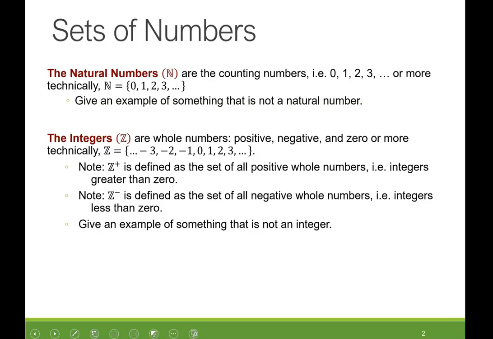As an aside, not something you have to worry about, but I'll make mention of this. Depending on the context, the natural numbers could include 0 or could not include 0. In this class, it'll always include 0. But if you're reading elsewhere, you may see the natural numbers listed as not including 0. It just depends on context.